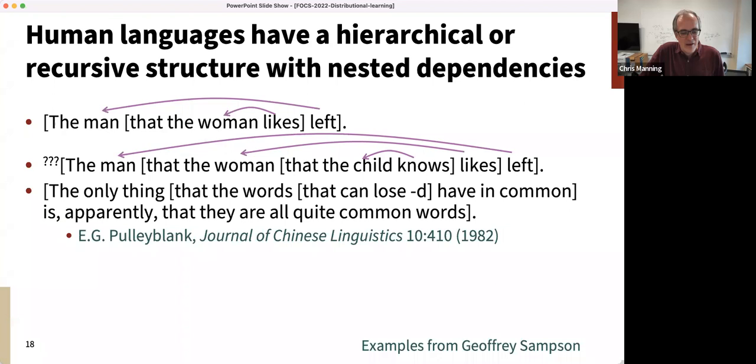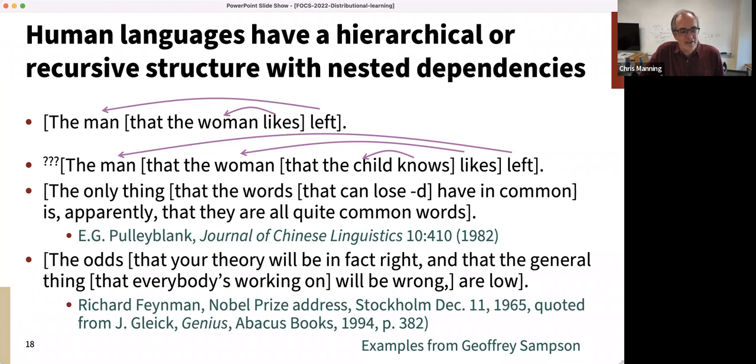Or here's a spoken example from Richard Feynman's Nobel Prize address. The odds that your theory will be in fact right and that the general thing that everybody's working on will be wrong are low. And we do have exactly the same triple predicates at the end. It's just with a few more auxiliary verbs. And so the interesting thing is humans by and large can maintain this kind of nested structure.